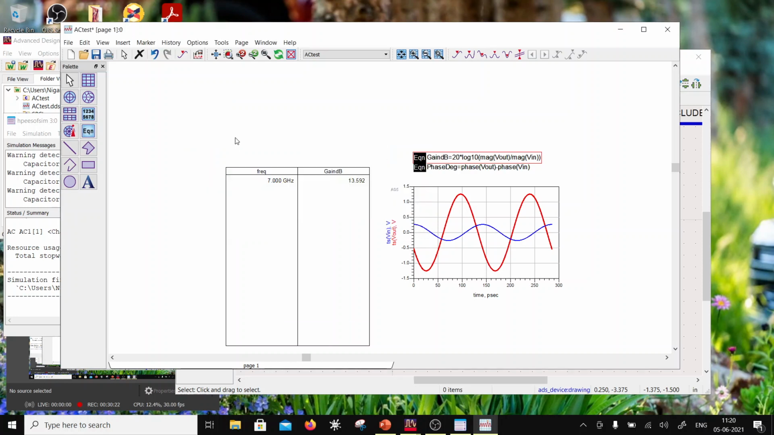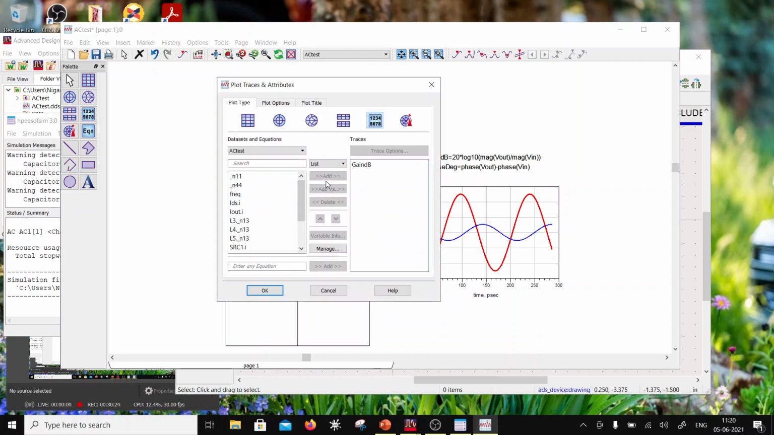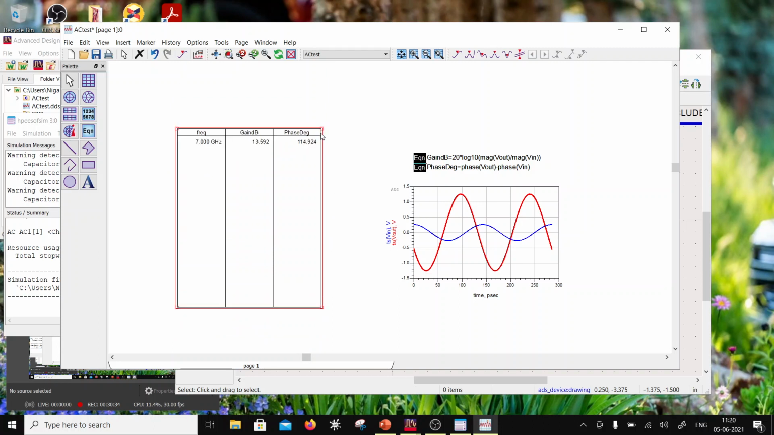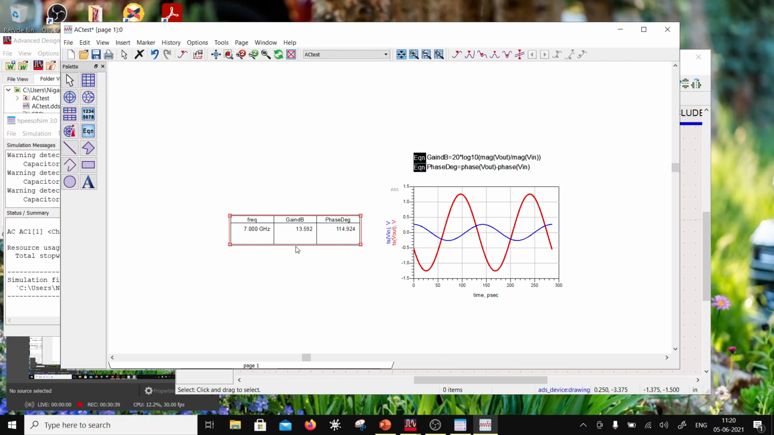Okay, so that would be the phase in degrees. So let's add that. Okay, so it's 114 degrees. Unlike, you expect 180 degrees in analog blocks, right? So this is because of your tuning, right? So let's now change the input power and see what happens.